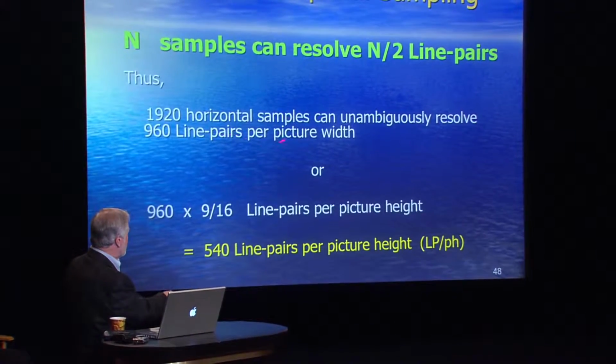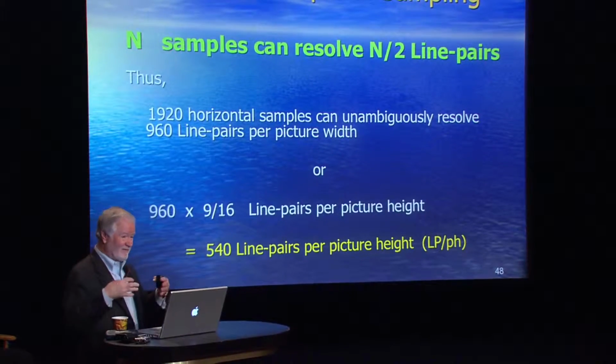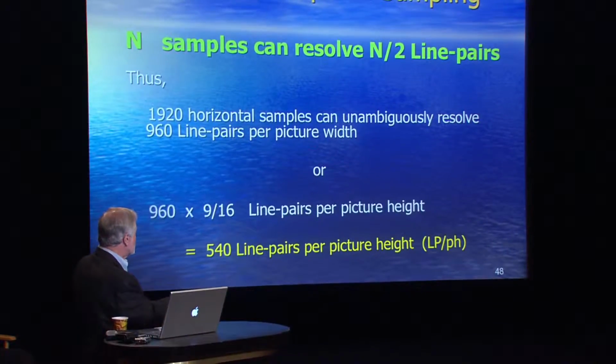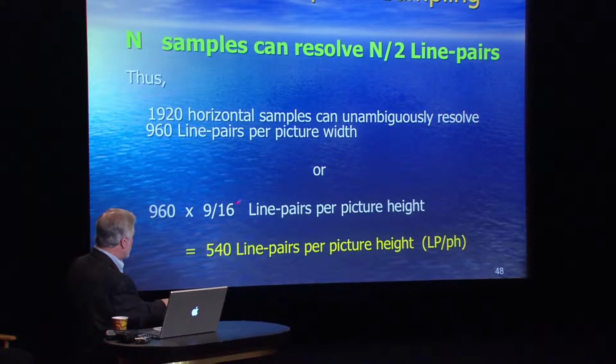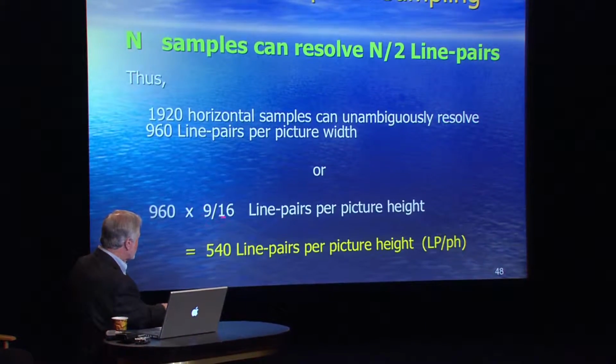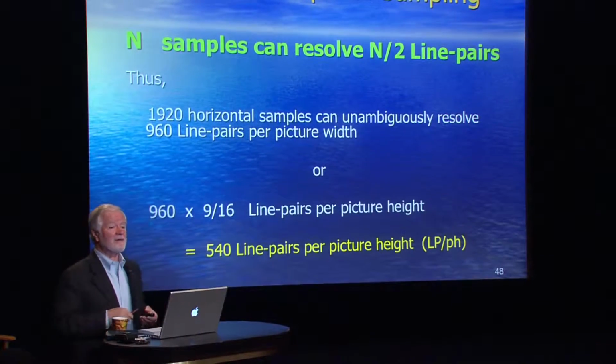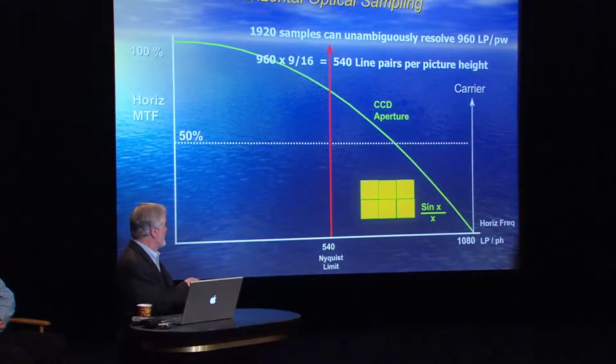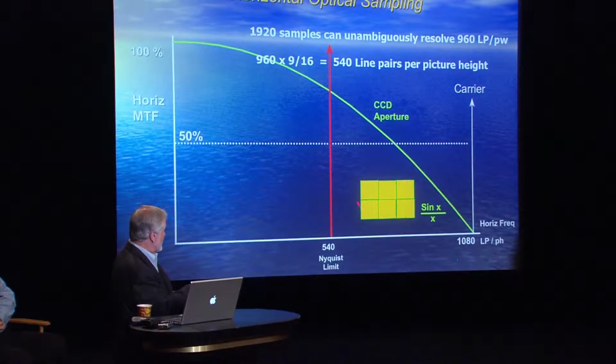Now, we generally don't talk about line pairs per picture width in the video world. We like to have equality between horizontal and vertical, so we transform that 960 by the inverse of the aspect ratio, and that says we can resolve, with 1920 samples, 540 line pairs per picture height across the picture on one line.